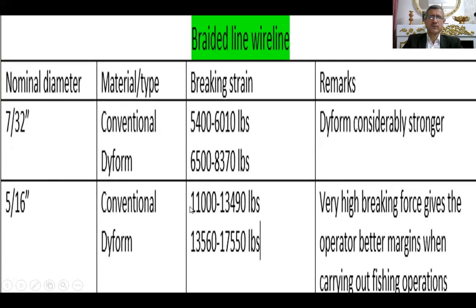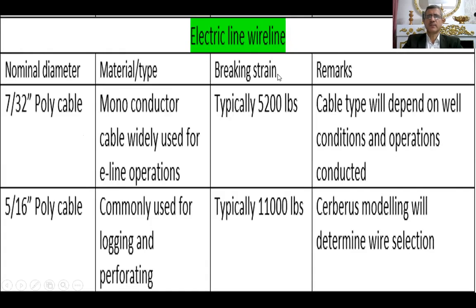Conventional and diaphragm also, these are the breaking strains. We have a very high breaking force, which gives the operator better margins when carrying out fishing operations. So with this one, we can do fishing operations and we can do swabbing to lift the well without using nitrogen lift.